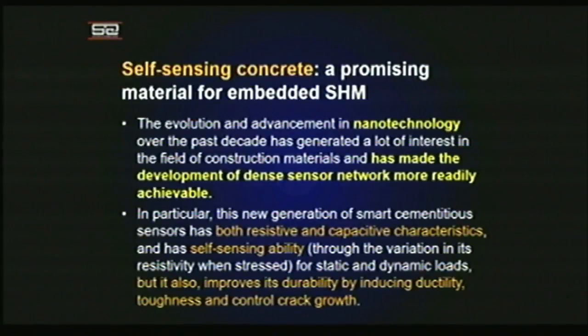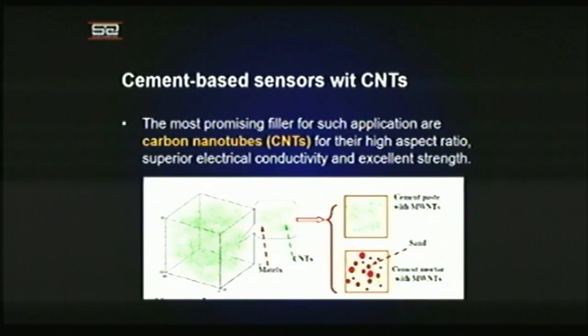But also, this nanotechnology improves the durability, ductility and toughness, as well as controls crack growth at the nano level. Most of the experiments that I'm involved in have been using carbon nanotubes, and these carbon nanotubes are highly conductive and used extensively. But these are not being experimented on this particular aspect, that is self-sensing of concrete. As I said, carbon nanotubes are being extensively used because of their high aspect ratio and severe electric conductivity. It is about 1,000 times that of copper.